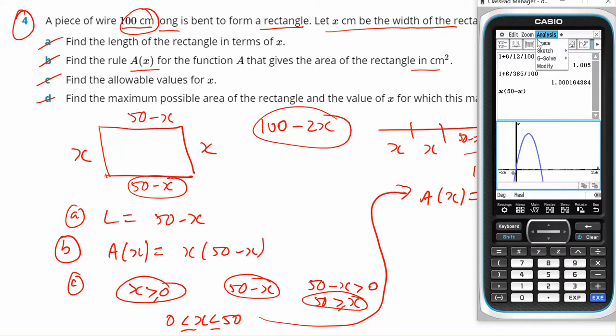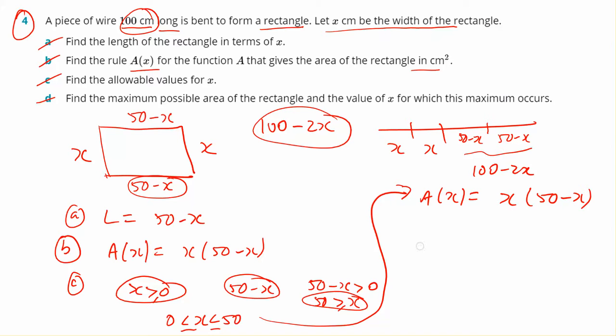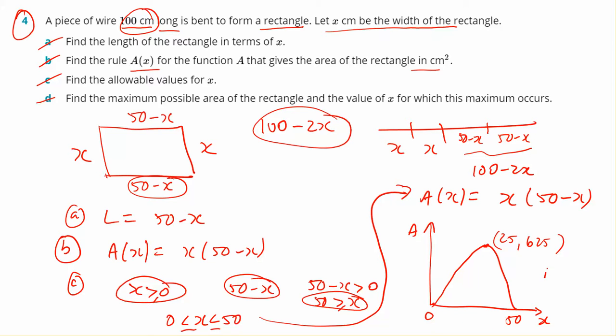So I'm going to go Analysis, G-Solve, root: 0, 0 and 50, 0, and then my maximum would be 25, 625. So we've got a graph that looks like that, with the maximum at 25, 625. This is my area, this is my x, and this is 0, this is 50. So the maximum area would be, you've got to be really careful.